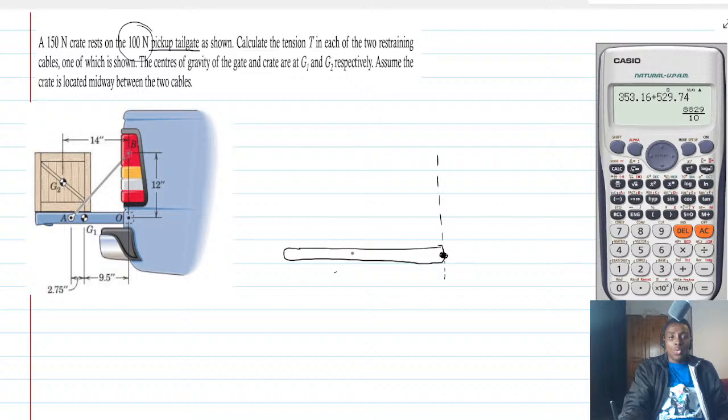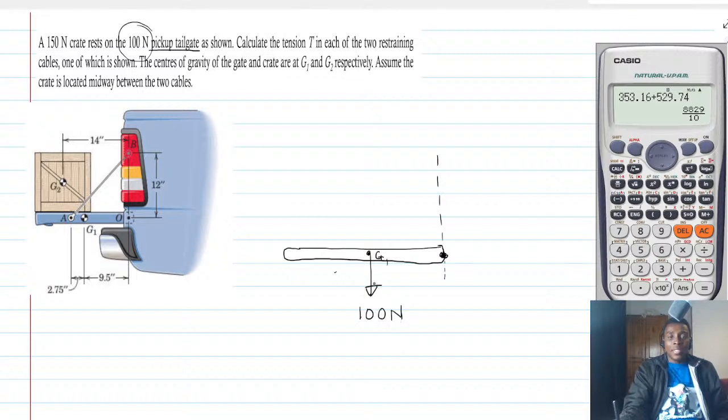Now the weight of the pickup tailgate is 100 newtons. So that weight is what they are calling the center of gravity. They are calling J1. So it is going to act somewhere here. Let's call that weight J1. So this is J1. That's the center of gravity of the tailgate. Okay. And then the weight is 100 newtons.